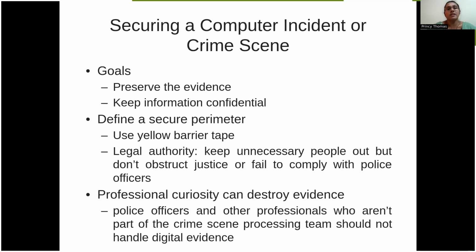Then the next step is securing the computer incident or crime scene. When we move for the actual search, we must preserve the evidence and keep the information confidential. Define a secure perimeter and tape it off. Yellow tape will be put up around the crime scene, and legal authority keeps unnecessary people outside of that perimeter. If anybody refuses to comply or obstructs justice, then accordingly actions can be taken. Now, professional curiosity in the investigation team, especially because it is computer evidence, can destroy evidence, and only people who understand this and have experience with crime scene processing should be allowed to search and seize evidence.